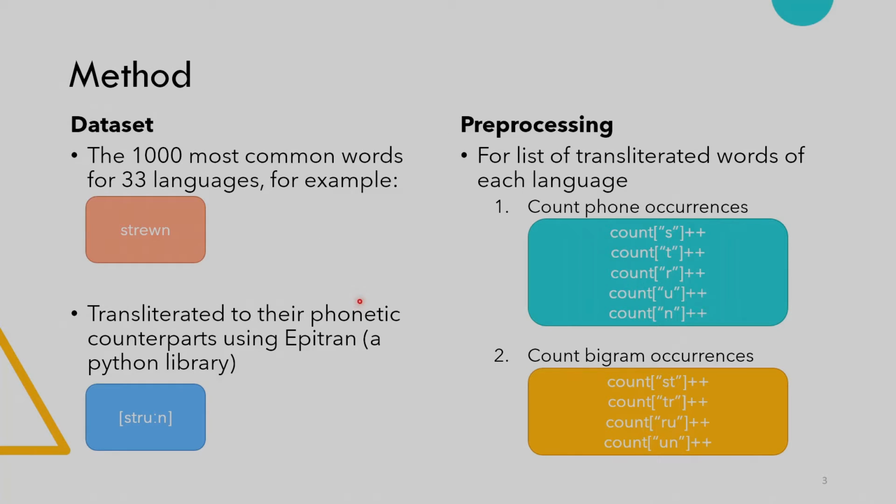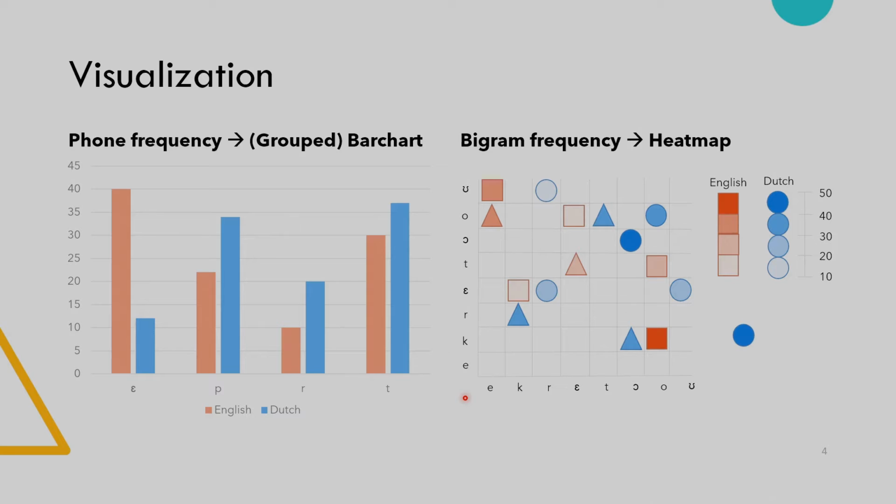For our research, we collected a list of the 1,000 most common words in English and their translations to a number of other languages. We then transliterated these words to their phonetic counterparts using a Python library called epitran. Then we counted both the number of phones, which are the universally acknowledged sounds, and bigrams, which are sequences of two phones, and we counted these for each language. We then visualize both the phone frequencies using a bar chart and bigram frequencies using a weighted adjacency matrix.